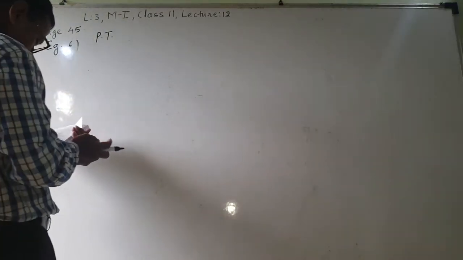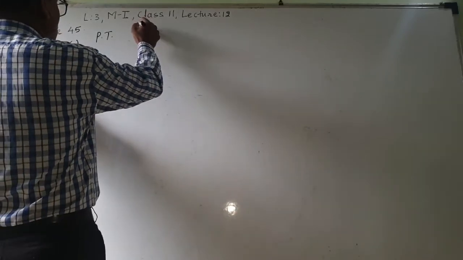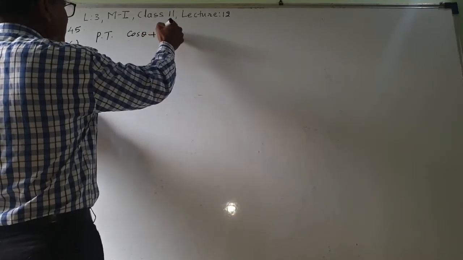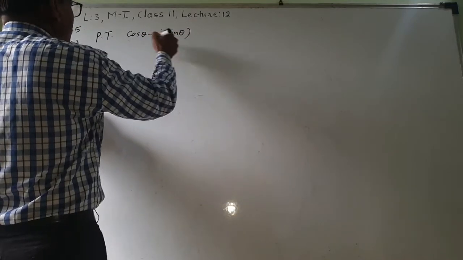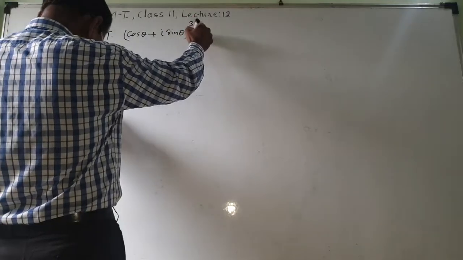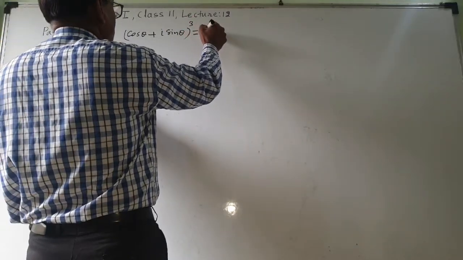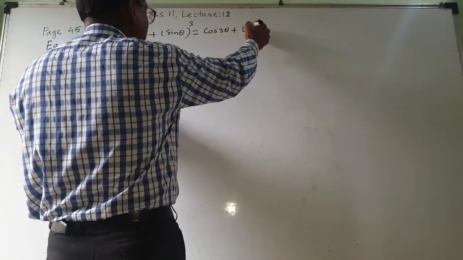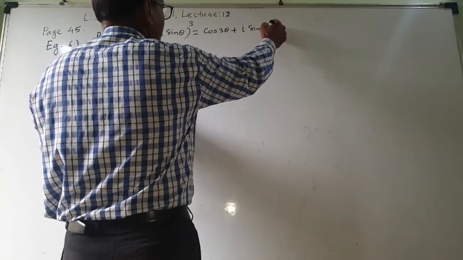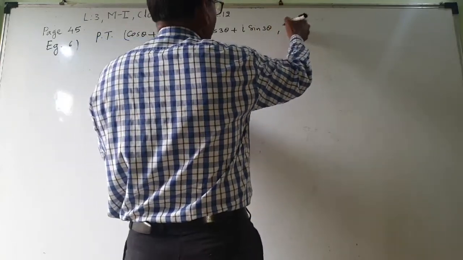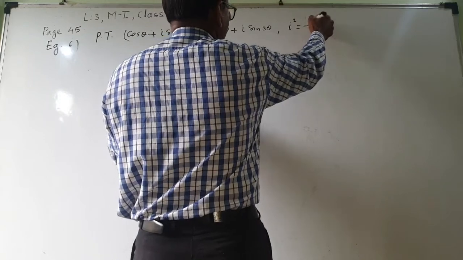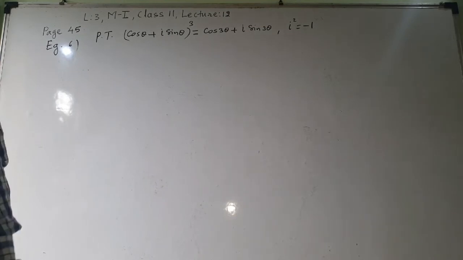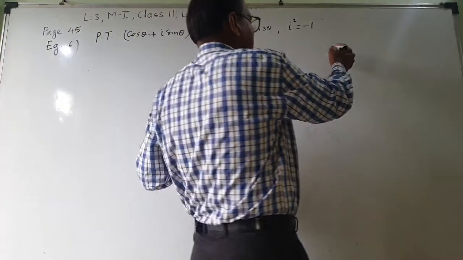So prove that cos theta plus i sin theta, bracket cube, is equal to cos 3 theta plus i sin 3 theta, where i square equal to minus 1. I will somehow discuss this i square also. What is this i square? These are the imaginary numbers.